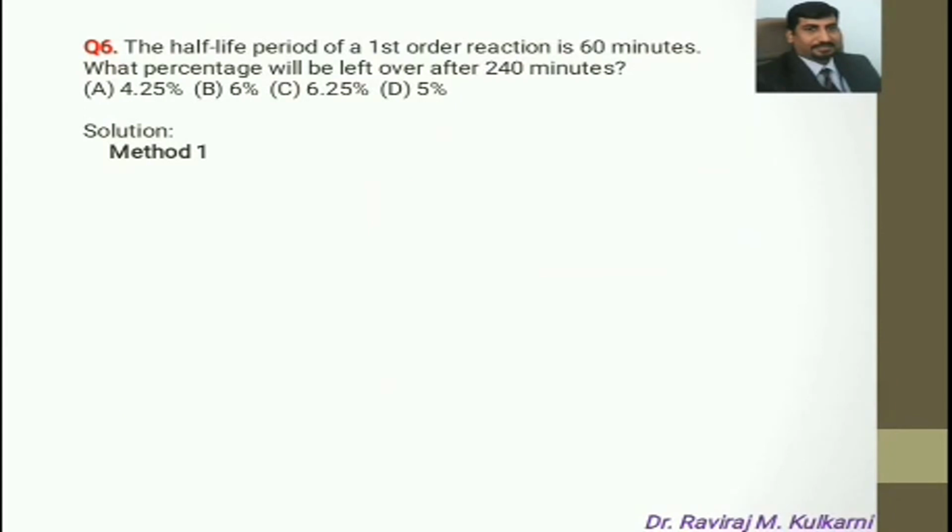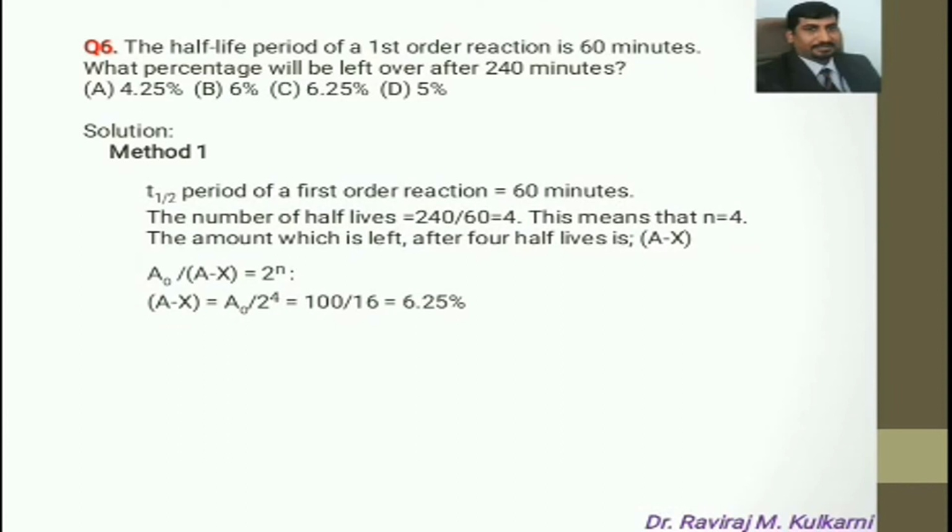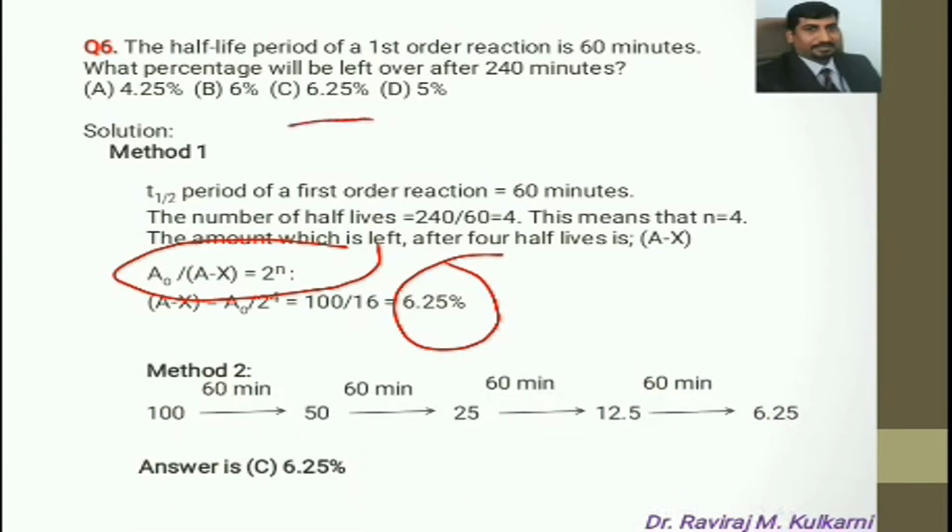The same numerical, my method. Half-life period for a first order reaction is 60 minutes. The number of half-lives is 240 divided by 60, that is 4. This means n is equal to 4. The amount left after 4 half-lives is A minus X. Just remember this equation: A naught, the initial concentration, divided by A minus X is equal to 2 raised to n. So A minus X comes out to be 6.25%. So option C.